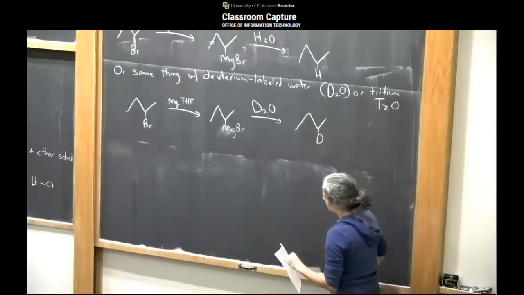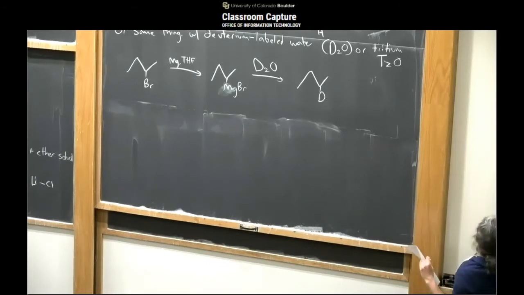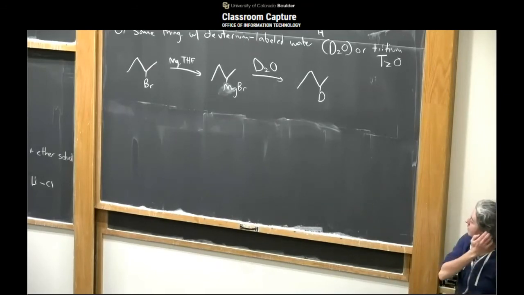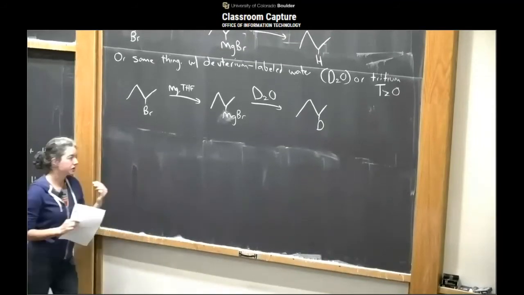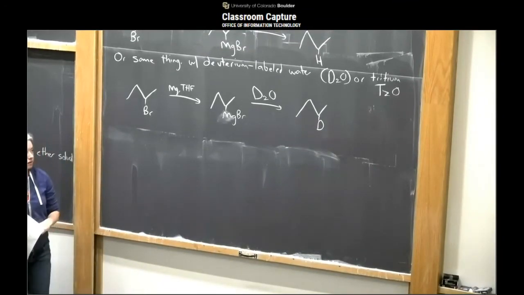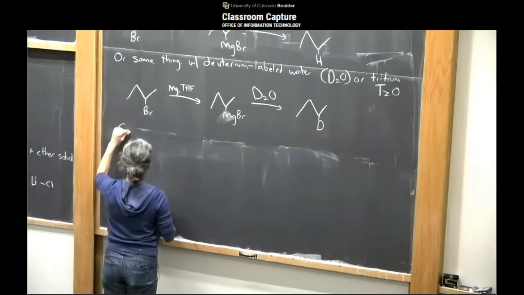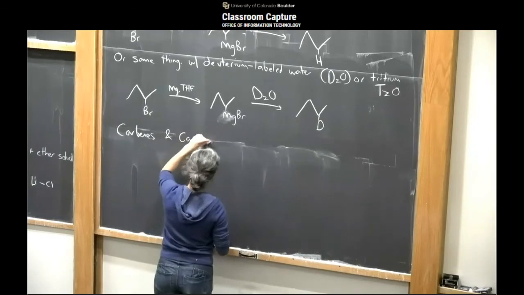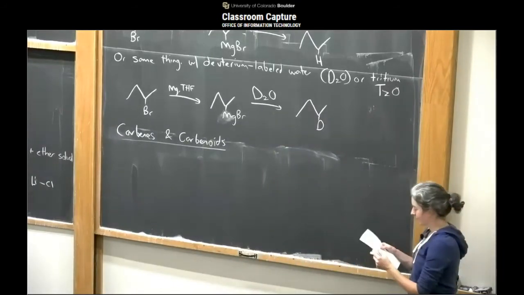All right, so now we're going to switch gears and look at a different thing you can do in this chapter. Right at the start of this chapter, we mentioned that the eliminations we're seeing, like E1 and E2, are both beta eliminations. But we're actually going to see something somewhat related but different, which is alpha eliminations. To do this, we're going to need something called carbenes and carbenoids, which are basically things that are close to carbenes but not really.